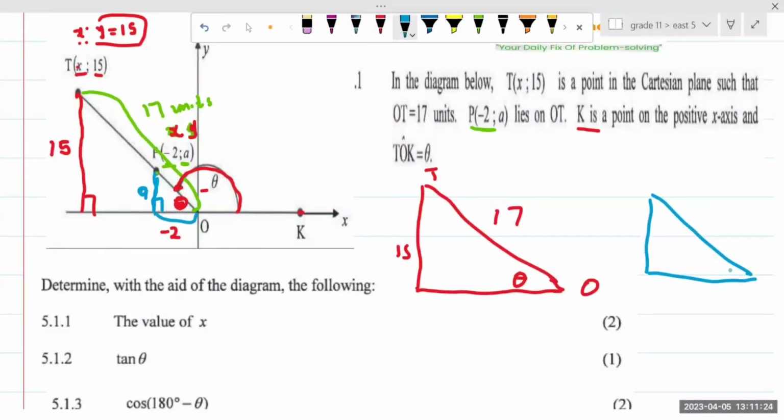What does this one have? It has theta. It has P here. And then it has this as -2. And then with this one, we don't know what is the radius. We have no idea what is our radius. We have no idea what is our Y. So we'll just put question marks here. We don't know what is this. We don't know what is this one.